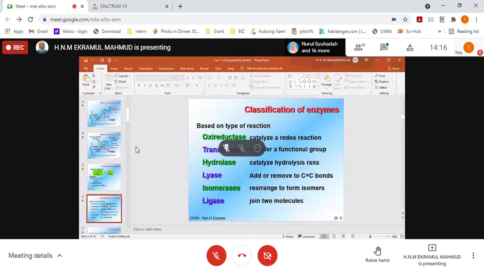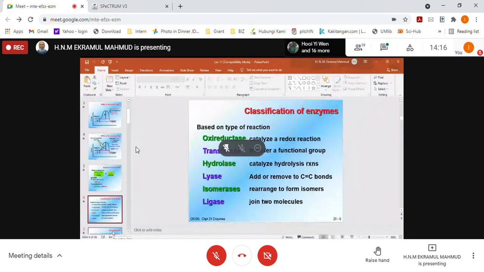Based on type of reaction, there is oxidoreductase, which catalyzes a redox reaction, where oxidation and reduction occur. Transferase transfers a functional group. Hydrolase catalyzes a hydrolysis reaction. Lyase adds or removes groups at carbon-carbon double bonds. Isomerase rearranges molecules to form isomers. Ligase joins two molecules. Good.